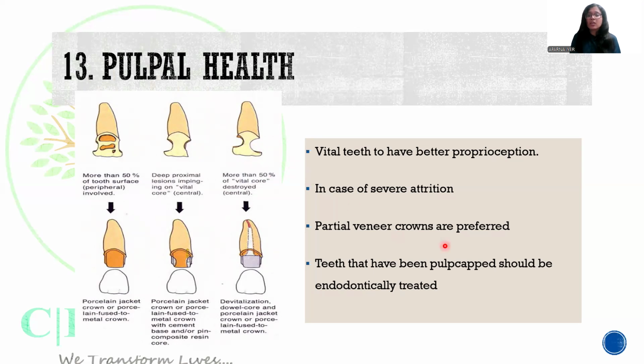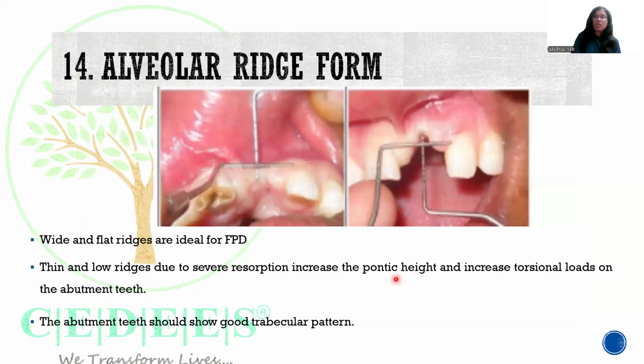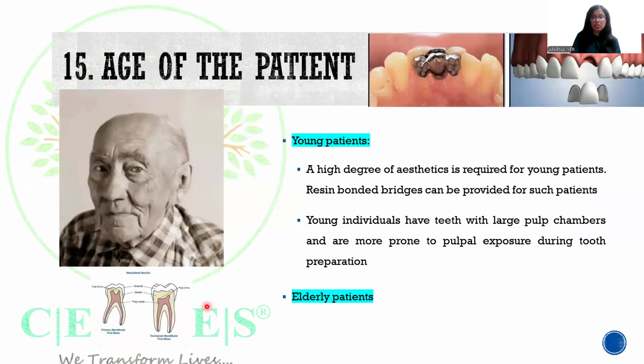Now, partial veneer crowns are favorable as an abutment. Why? Because it will also allow pulp testing. If the tooth has been pulp capped, indirect or direct, in the past, definitely go for a root canal and then go for your FPD prosthesis. Now, endodontically treated teeth tend to fracture, so that is why it is not favorable. Now, teeth are not the only ones which take up the load. The ridges do as well. So thin and severely resorbed ridges take up less load compared to your wide flat ridges.